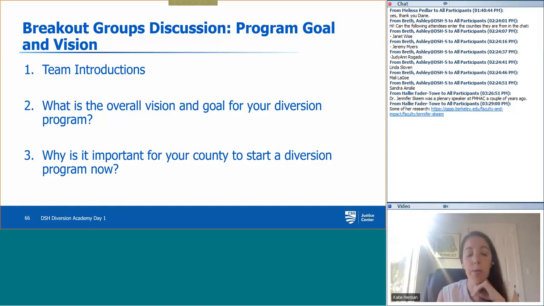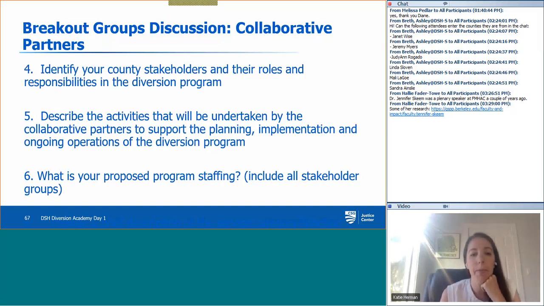In terms of the questions, your facilitators will have these questions, so don't worry about writing them down. First is, what are your overall visions and goals for your diversion program? Why is it important for your county to start diversion now? I think Dr. Warburton did an amazing job explaining why this is important now, but we really want to know specifically for you, why is this important?